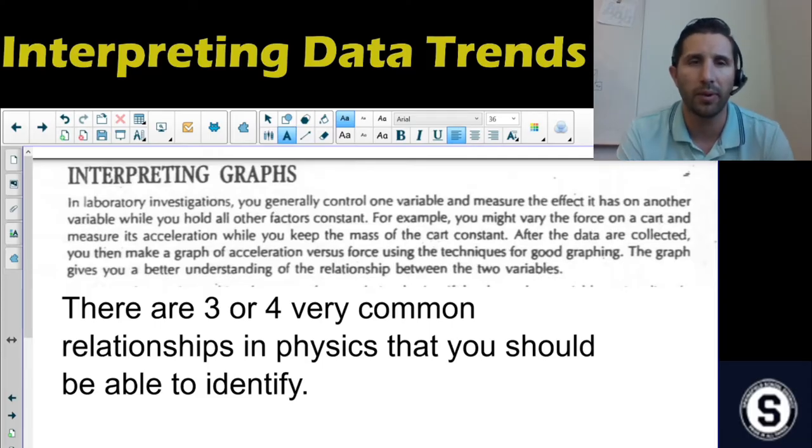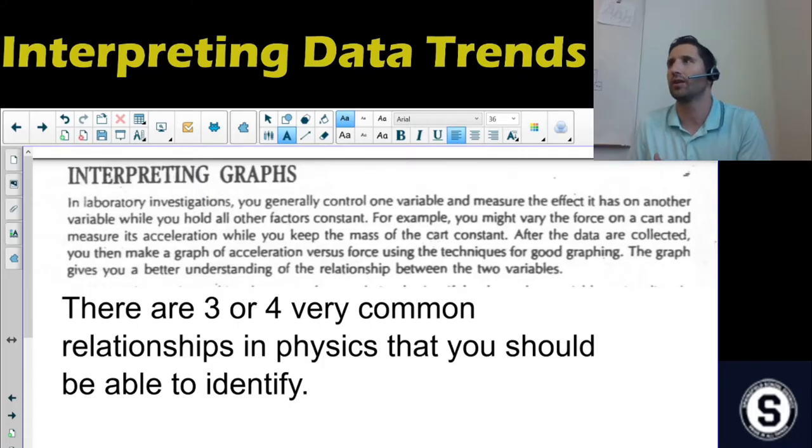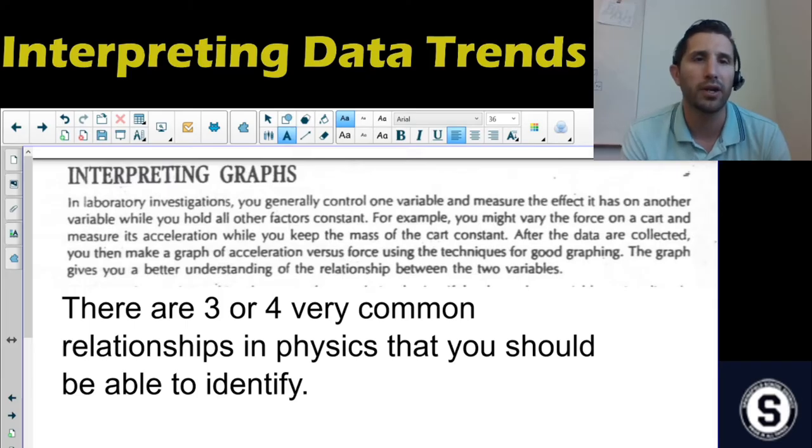So when we talk about this, first of all, in lab investigations, we usually control one variable and measure the effect it has on another variable while you hold all other factors constant. So we're changing one thing, we're seeing how that affects something else, and we're trying to control for everything else. For example, you might vary the force on a cart and measure its acceleration while you keep the mass of the cart constant.